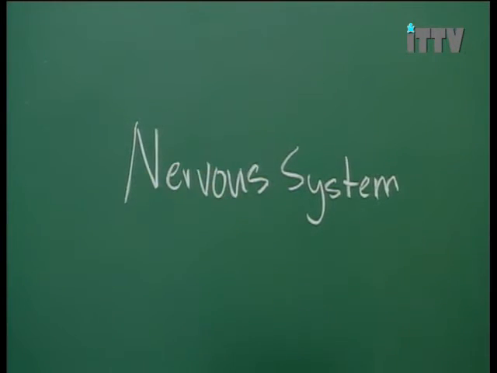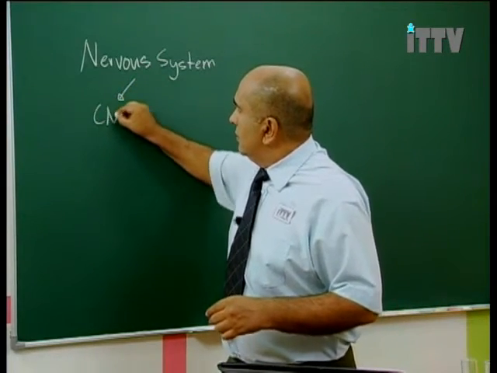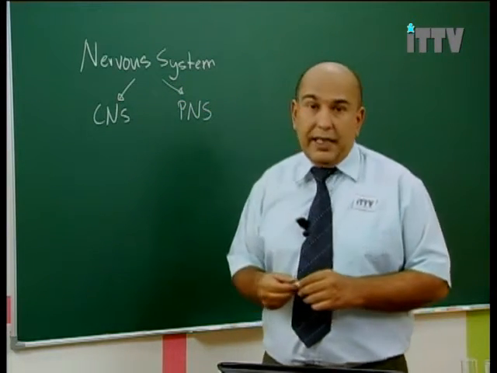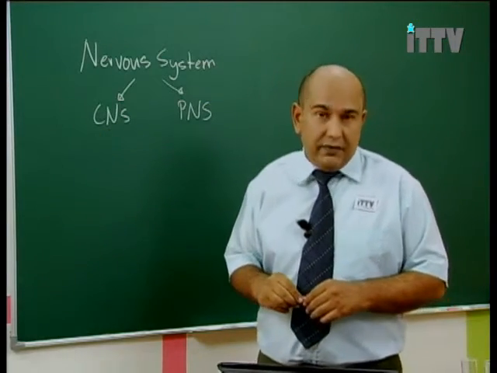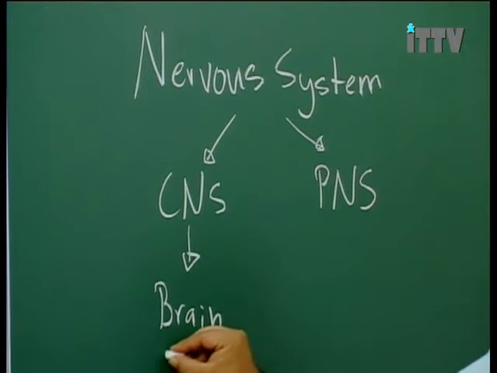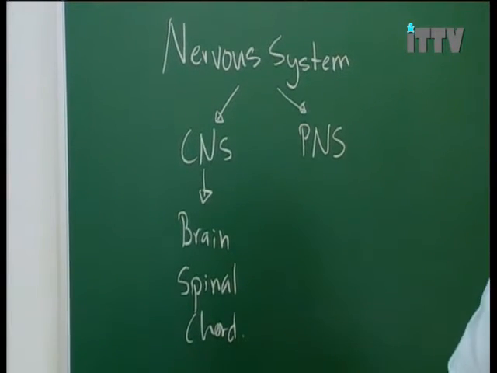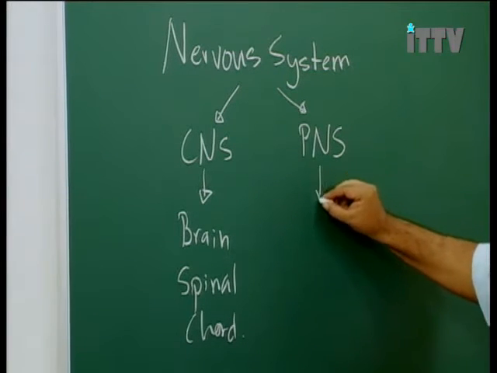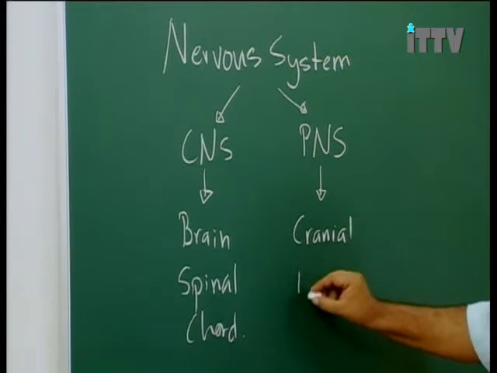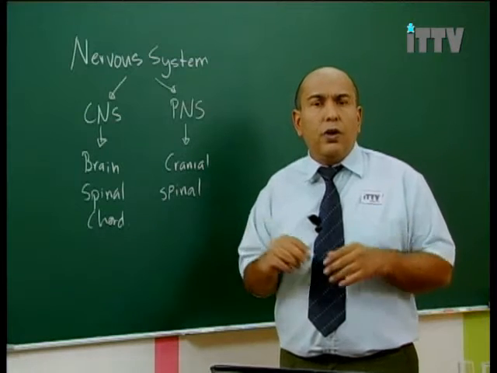The nervous system. Now our nervous system, as we said, is broken into two main groups. The CNS and the PNS. This is the central nervous system. This consists of the brain and the spinal cord. Over here we have the PNS, which consists of cranial and spinal nerves. They're all coordinated together.